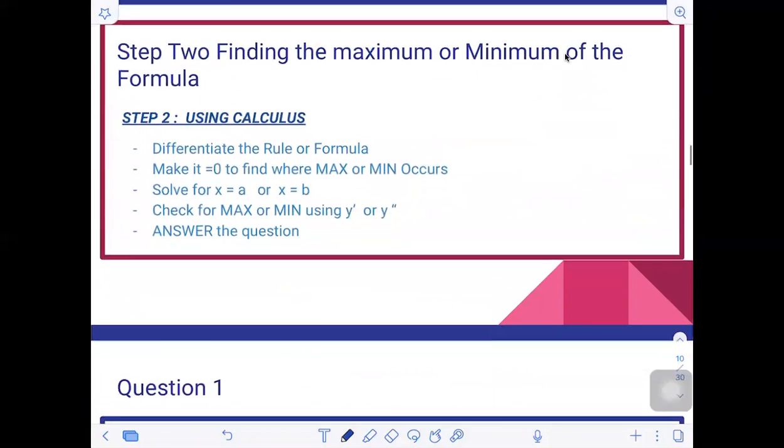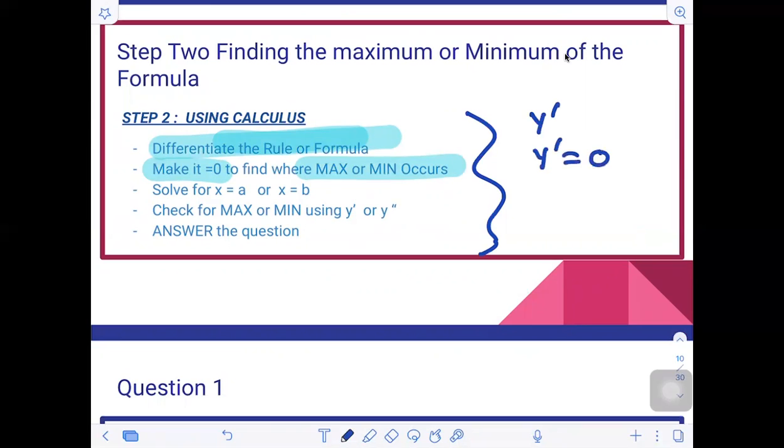Step 2, finding the maximum or minimum of the formula. Once you have your formula set up or your rule, you differentiate, make it equal to 0. So differentiate, make it equal to 0. It could be like A dash equal to 0 because A is in terms of one variable. Solve for, could be x or r, or x equals a or b. That's what this part is.